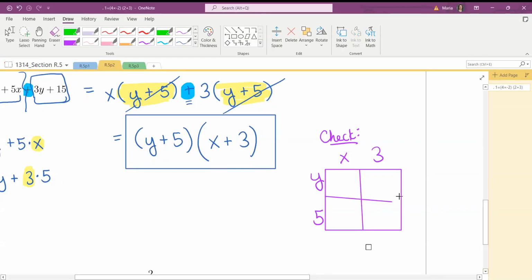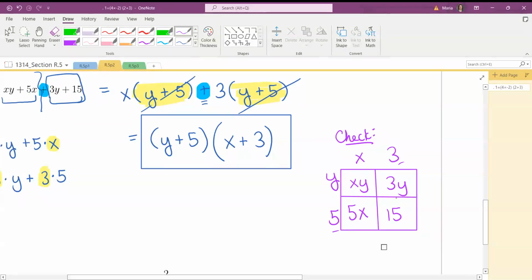Okay, and then I'm going to take each pair and multiply together. So watch. This first box right here, that's going to be x times y. That's also the same thing as y times x. When you multiply, you can multiply in any order. And then if I do y times 3, that's 3y. And then if I do the 5 times x, that's going to go in this box. And then if I do 5 times 3, that's going to give me 15. So that's what I get if I multiply all this stuff out.